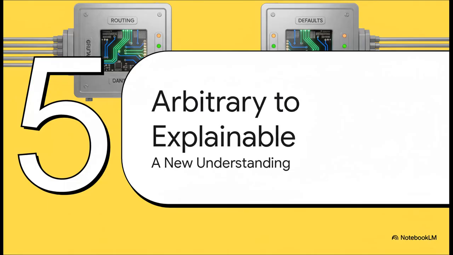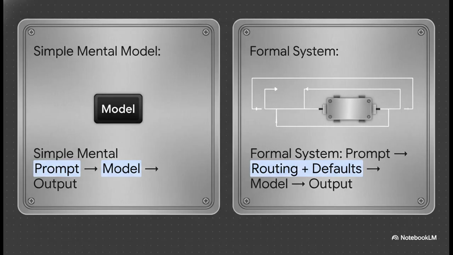All right, let's put it all together. We've got routing and we've got defaults. Once you understand that both of these are happening, the seemingly random behavior of the system suddenly starts to make a whole lot more sense. So on the left, that's our simple mental model. Prompt goes in, output comes out. Easy enough. But the reality, the formal system, is over there on the right. And you can see it includes those crucial, invisible steps right in the middle, routing and defaults. That's the missing piece of the puzzle.